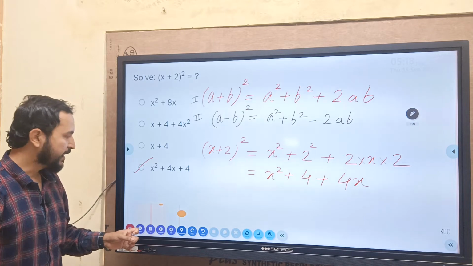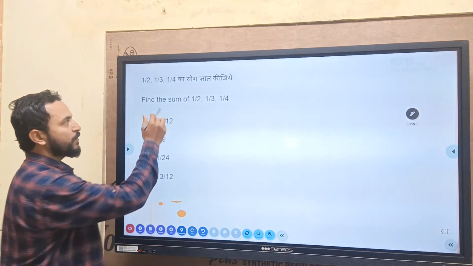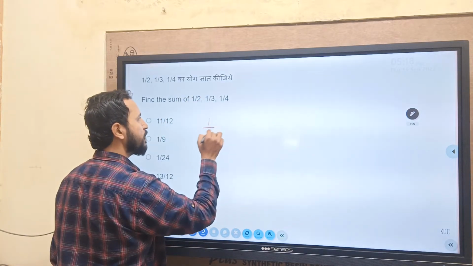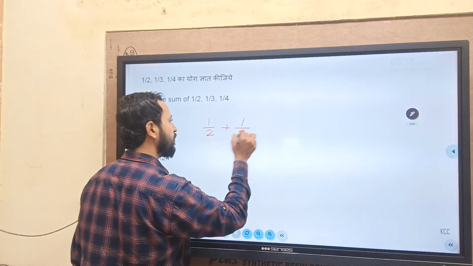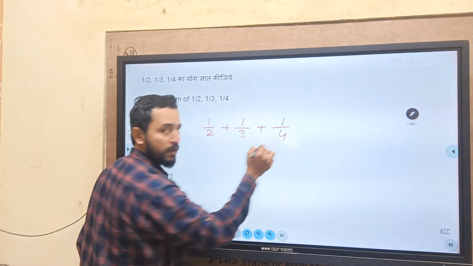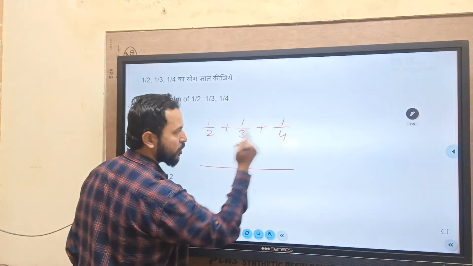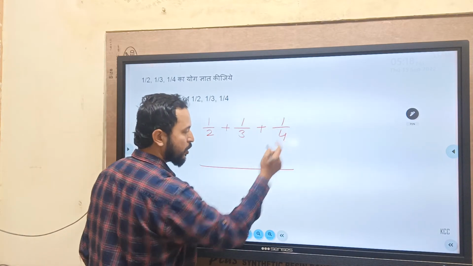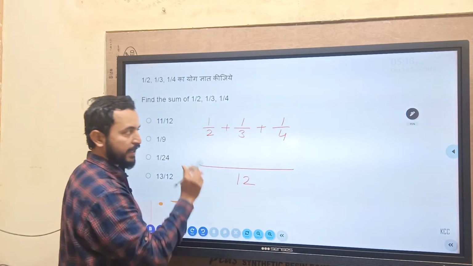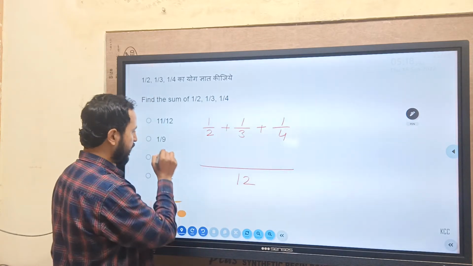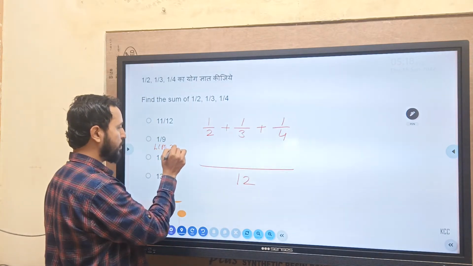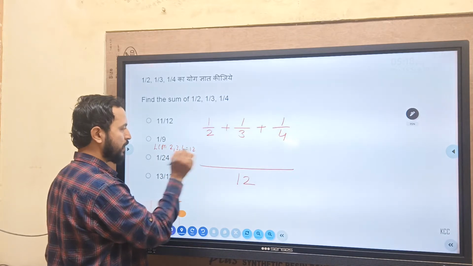Moving ahead to the next question. Find the sum of this. Simple question, 1 by 2 plus 1 by 3 plus 1 by 4. So answer for this question, take the LCM of 2, 3, 4. LCM of 2, 3, 4 is equal to 12.